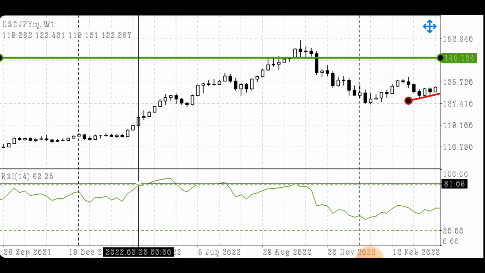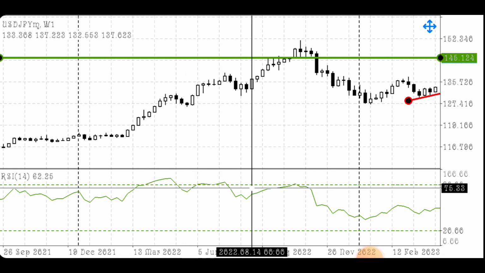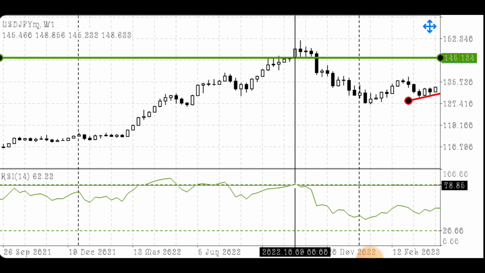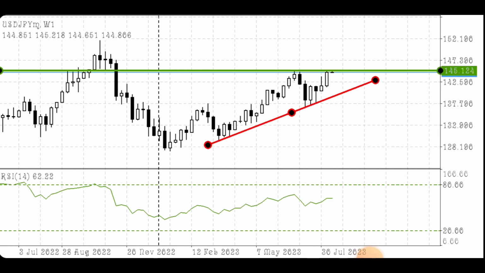Now look at my RSI. The market is overbought. It has been overbought for a while, for almost, if not more than, a year. The market has been overbought, so I am looking at a very massive sell actually in this trade.